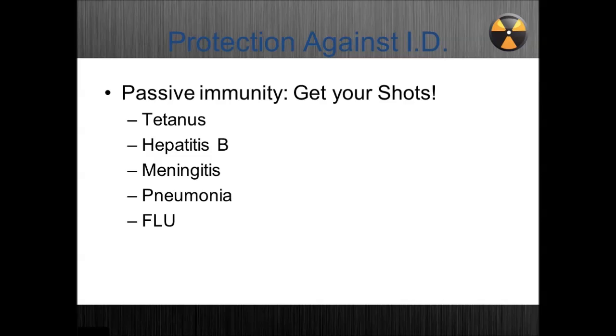Every year you should get the flu vaccine. How many people have gotten the flu shot this year? I just got mine yesterday.